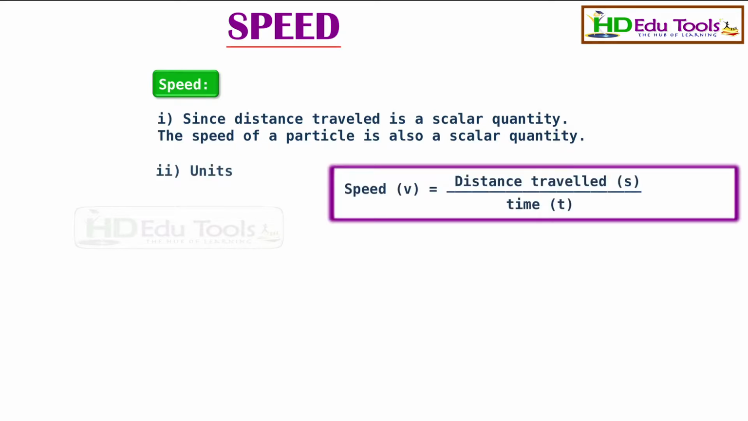For the units of speed: in the CGS system, the unit of distance is centimeter and for time it is second. Therefore, the unit of speed in the CGS system is centimeter per second. In the MKS or SI system, for distance it is meter, for time it is second. Therefore, the unit of speed is meter per second.